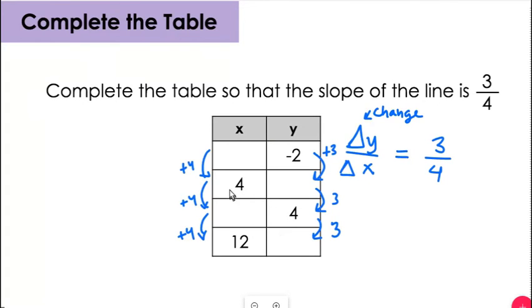So I'll take what I know. I know there's a 4 right here. So 4 plus 4 would be 8. What would have to go up in this box so that when I add 4, I get 4? So we're kind of just working backwards. That would be 0. On the y side, my change is 3. So -2 increasing by 3 is 1. 1 increased by 3 is 4. 4 increased by 3 is 7. So you have to be able to go the other direction too and fill in the table from the slope that you're given. And that's it.